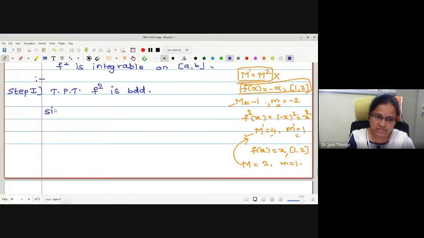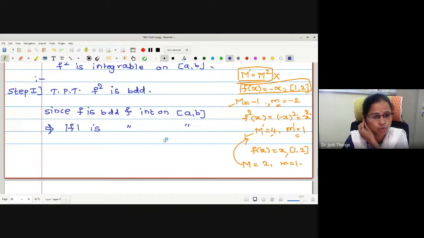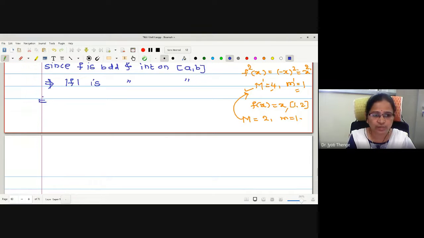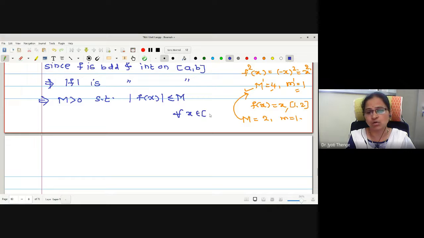Here also I write, since f is bounded and integrable on [a, b], I am going to write mod f is integrable. Try to understand why I am imposing mod f. Mod f is bounded and integrable on the closed interval. If mod f is integrable, there exists a positive constant M greater than 0 such that mod of f of x is less than or equal to M for all x in the closed interval [a, b].